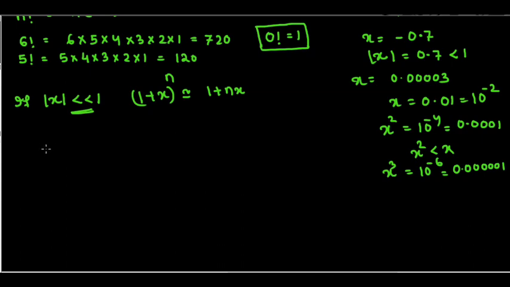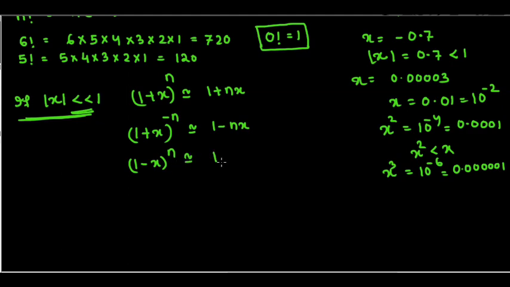So remember the binomial theorem for this special case, that if the magnitude of x is much smaller than 1, then 1 plus x whole to the power n is approximately equal to 1 plus nx. Similarly, if the power n is negative, suppose it is minus n, then 1 plus x whole to the power minus n is approximately equal to 1 minus nx. Similarly, 1 minus x whole to the power n will be approximately equal to 1 minus nx. And similarly, 1 minus x whole to the power minus n will be approximately equal to 1 plus nx.